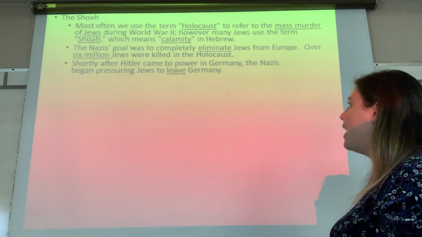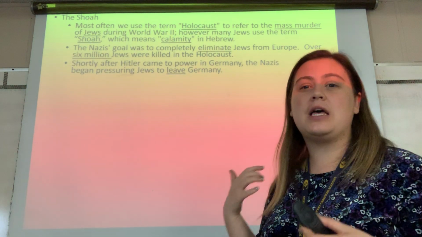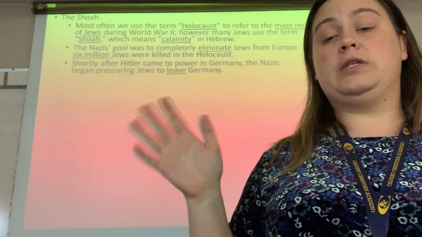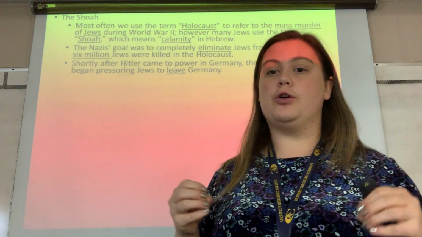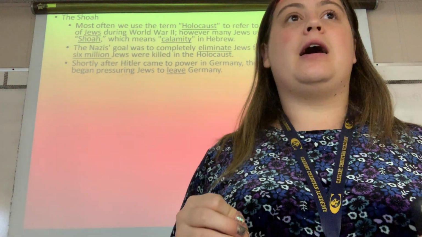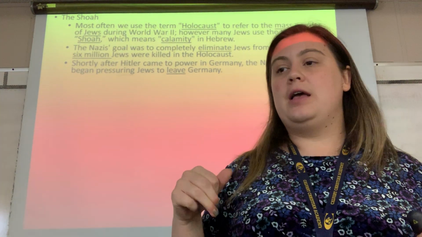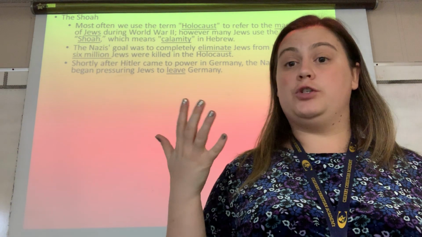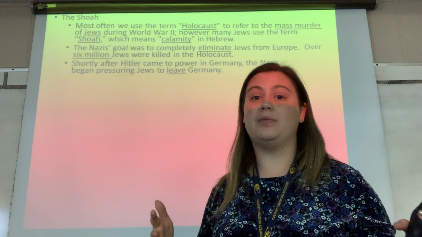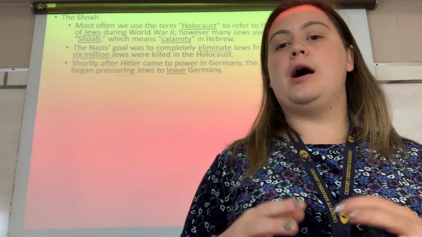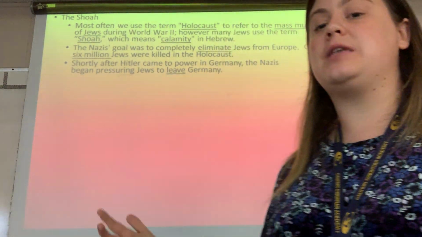Shortly after Hitler came to power in Germany, the Nazis began pressuring Jews to leave Germany. So that was kind of step one: we're going to make you feel uncomfortable in our country. We're going to limit your rights as a citizen. The Nuremberg Laws were passed, which made it illegal for Jews to own businesses. You saw that in Number the Stars. They couldn't go to a lot of public places. They had to go to separate schools. Germans and Jews couldn't marry or associate with each other, really. So lots of laws came to be.